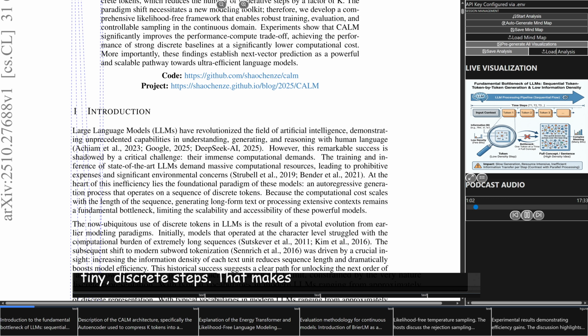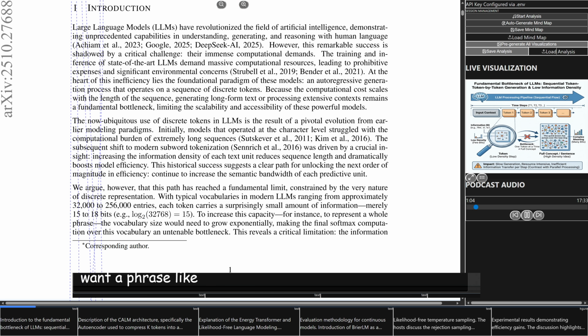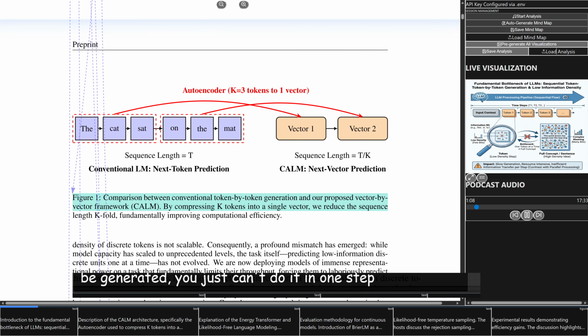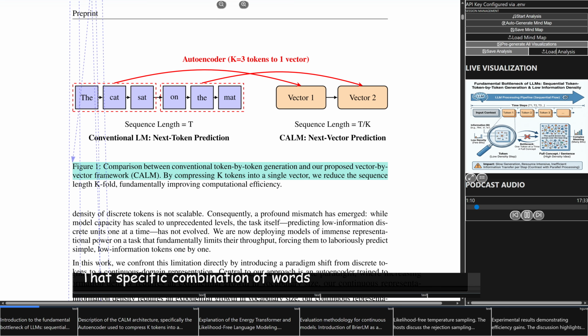That makes perfect sense. So if you want a phrase like "the continuous autoregressive model" to be generated, you just can't do it in one step. That specific combination of words just isn't going to be a single entry in your discrete vocabulary. You have to predict "the," then "continuous," then "auto," and so on. Exactly. This low information density per step is the fundamental limit on throughput.